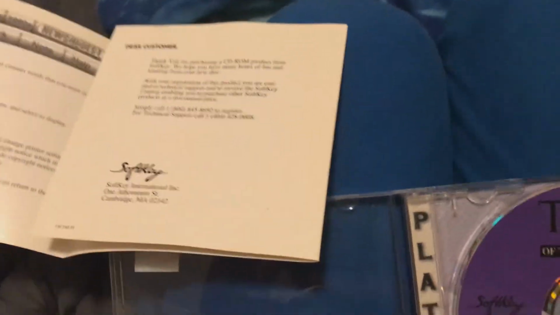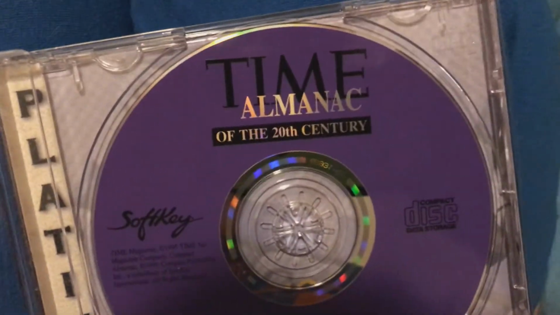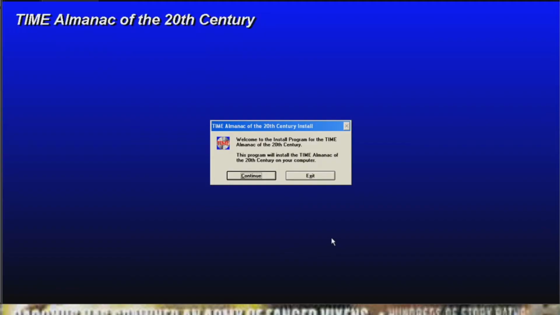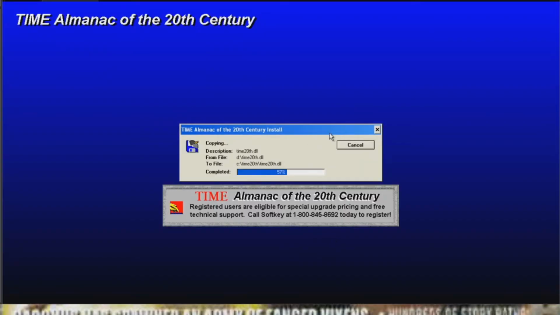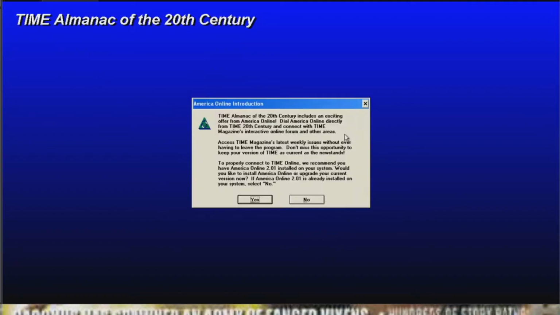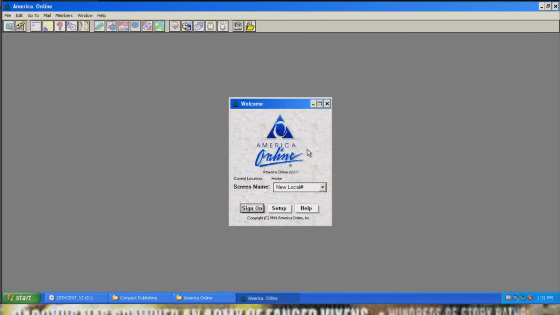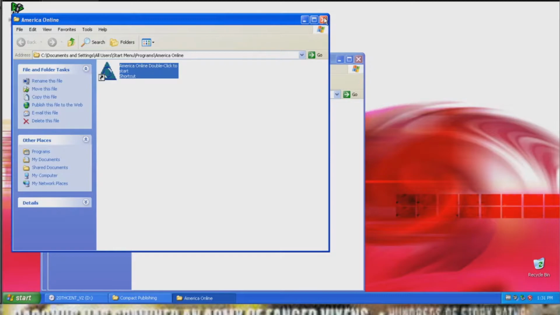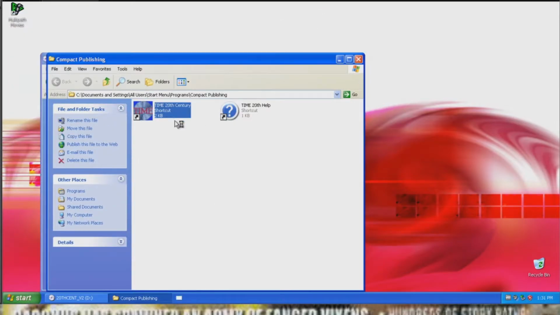Well, on to the Almanac of the 20th Century. Alright, so here we go again. Of course, I'm watching the installation straight from Windows XP this time, and we're installing the Almanac of the 20th Century. After I installed it, which was much quicker than the Multimedia Almanac, I tried to install the AOL thing, but it didn't work because it's so old. So we should go straight into the Almanac of the 20th Century.